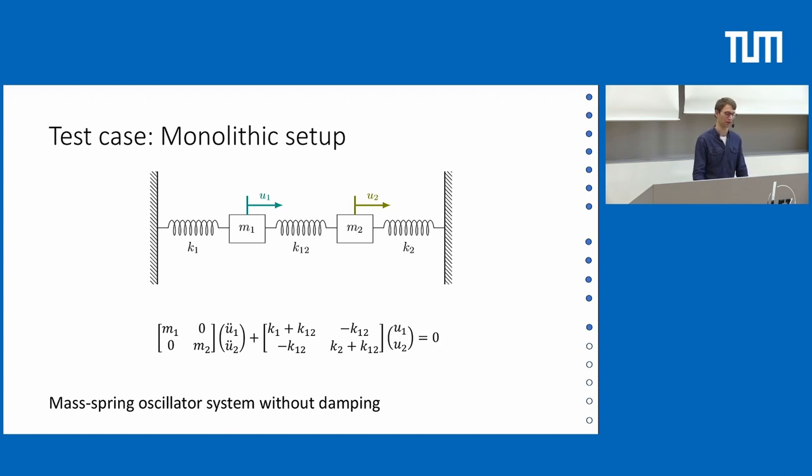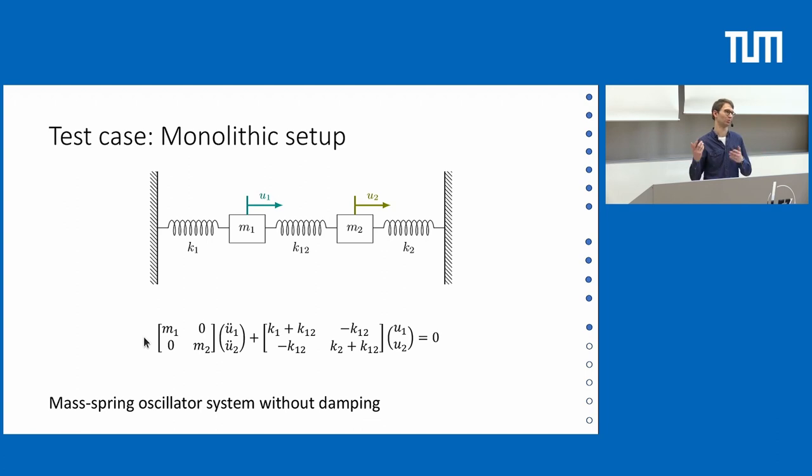We have a mass spring oscillator system without damping. We have three springs and two masses. And the springs are ideal, so they are massless. They do obey Hooke's law. And they are constrained in a 1D direction. And the whole system has no friction. And therefore, we can model the system with this set of formulas.